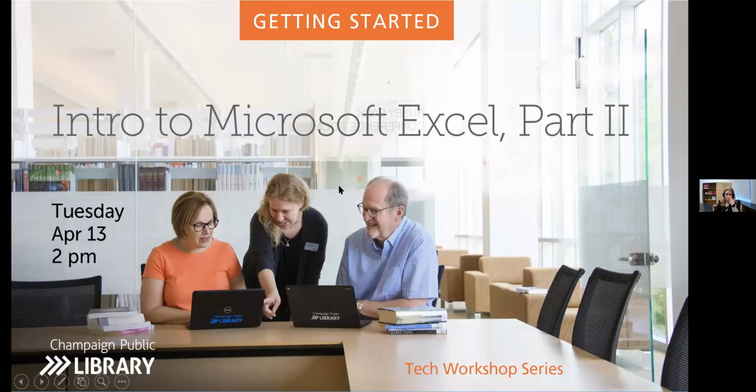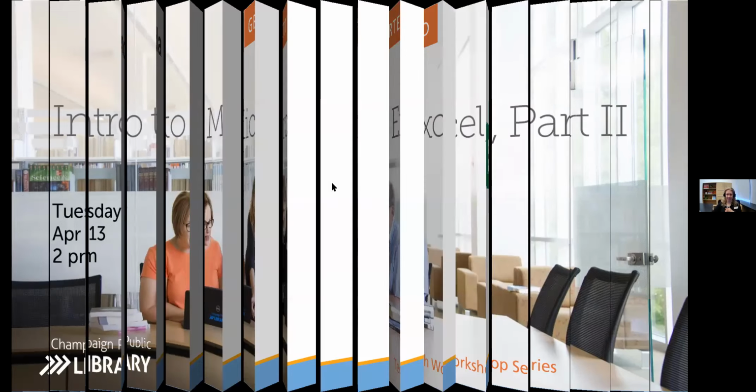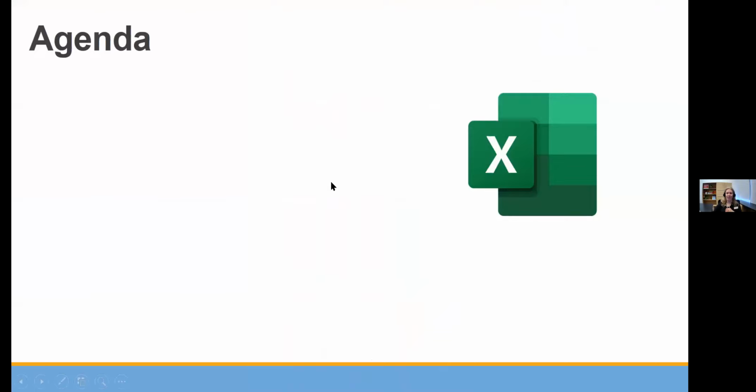So if you were here for Part 1, we'll be doing basically a continuation of what you saw in Part 1. If you weren't here for Part 1, that's okay. I'm going to do a quick catch up to what we covered in the first. Okay. So we're going to talk about the different versions of Microsoft Excel. There are actually a couple different versions that you might have. And we'll talk about how to get into Microsoft Excel on whatever machine you're working on.